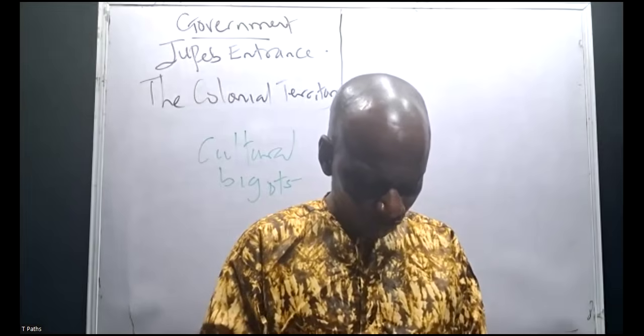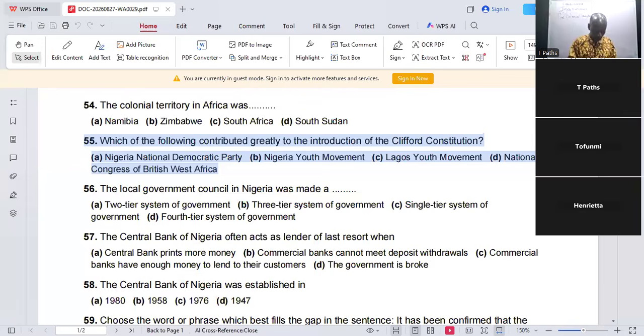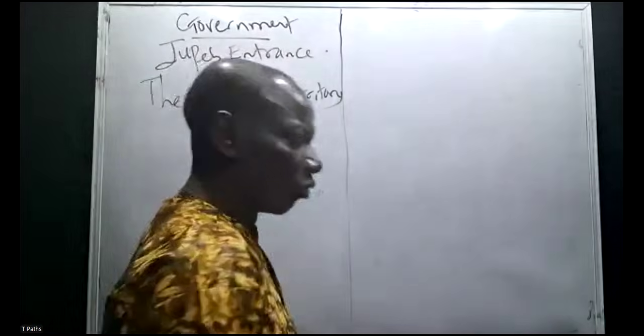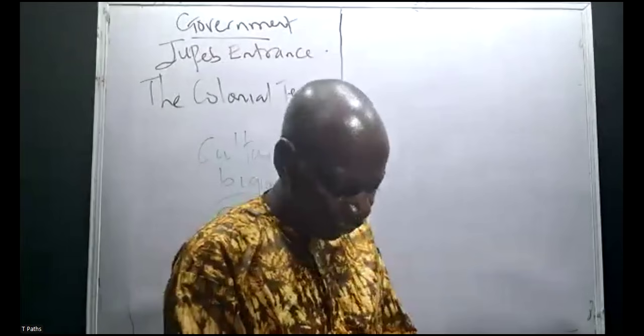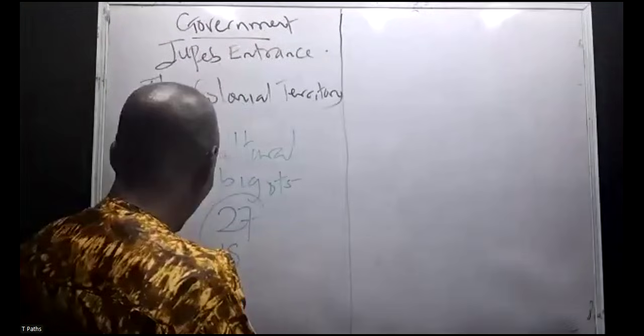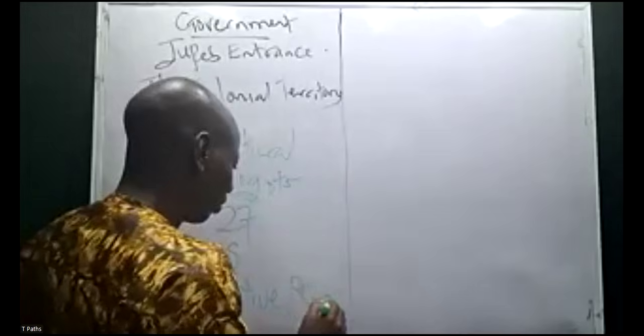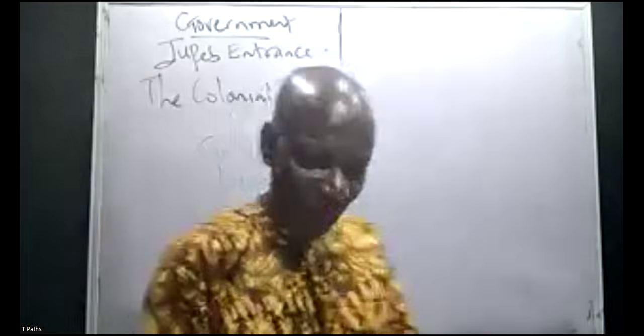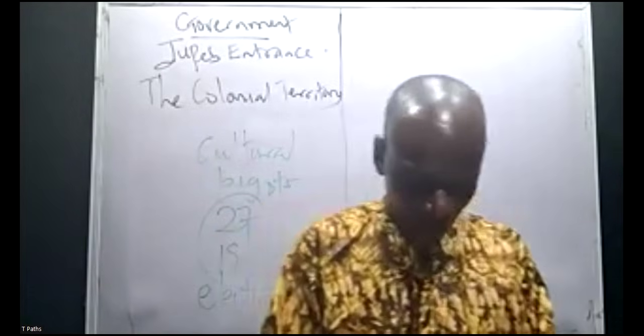The next question. Which of the following contributed greatly to the introduction of the Clifford Constitution? Now, if you remember in our last class, I told you that under the constitutional development in Nigeria, the first constitution that was established was the Clifford Constitution of 1922, 1923. It comprised 46 members: 27 official members, European, and 19 unofficial. One major thing about the Clifford Constitution is that it introduced what is called the elective principle. That elective principle led to the conduct of election and the emergence of political party.